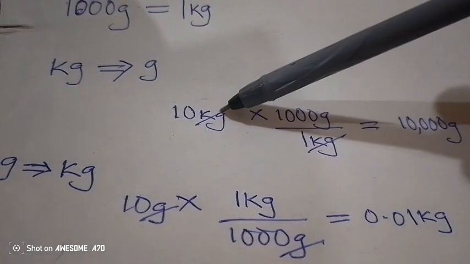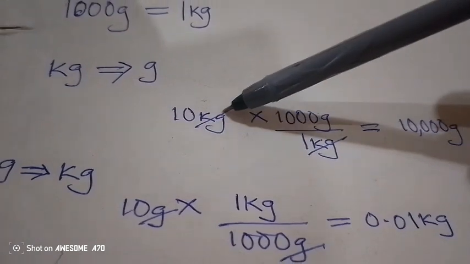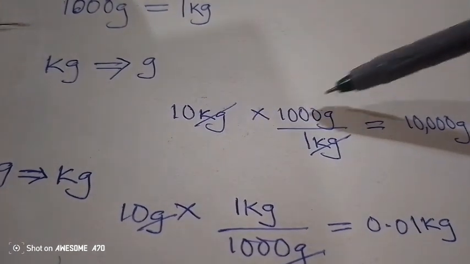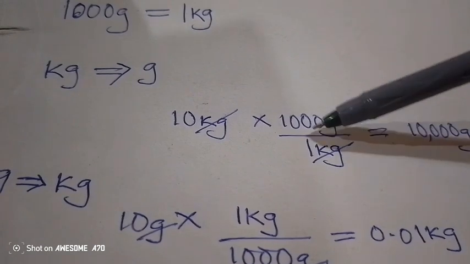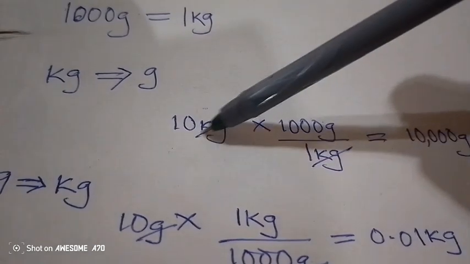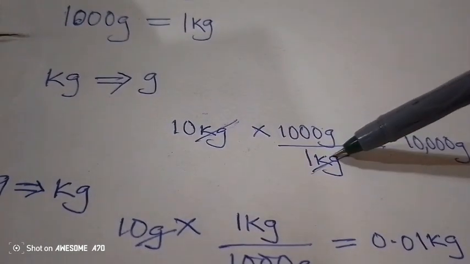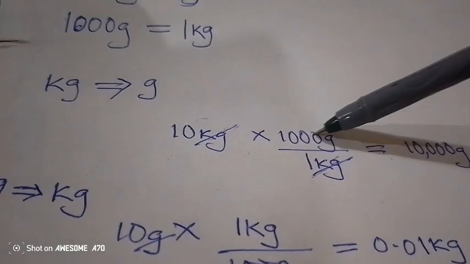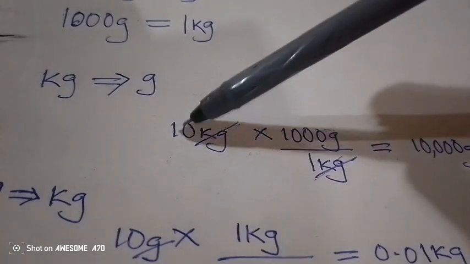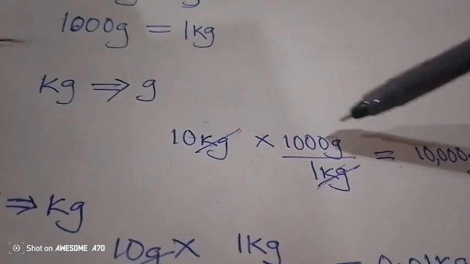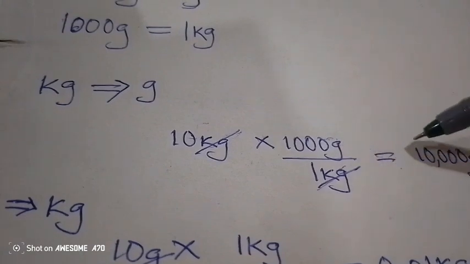Now let's look. 10 kg multiplied by 1,000 grams divided by 1 kilogram. The kilogram and kilogram here will cancel out, and then gram is maintained, which will be 10 times 1,000 grams, equals 10,000 grams. Now we arrive at 10,000 grams.